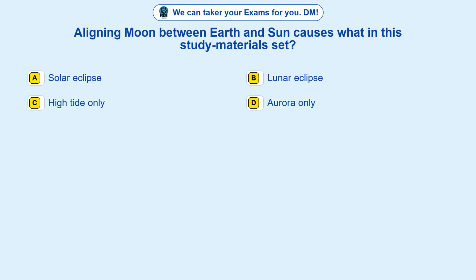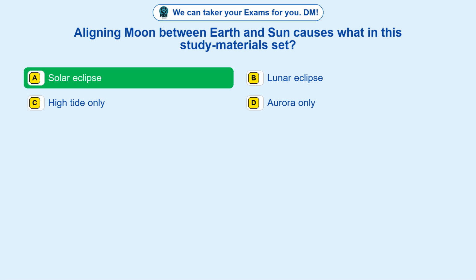Question 92. Aligning moon between Earth and Sun causes what in this study materials set? Option A, solar eclipse. Option B, lunar eclipse. Option C, high tide only. Option D, aurora only. The correct answer is option A.